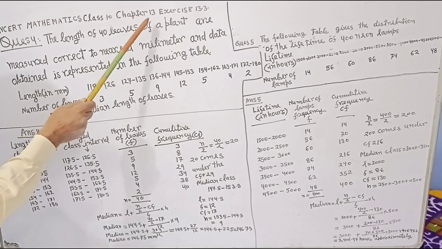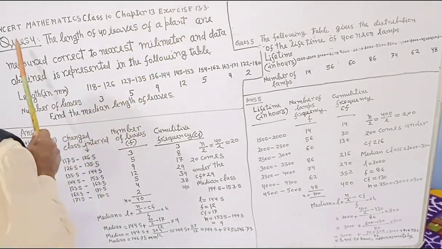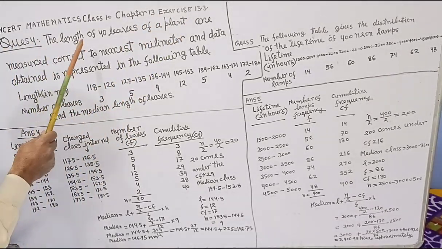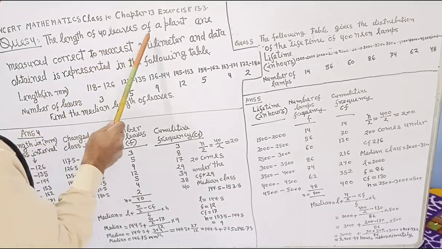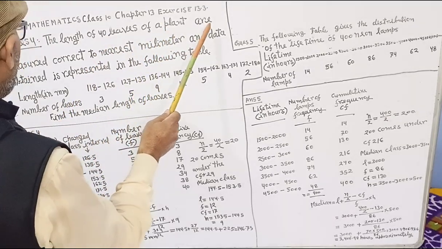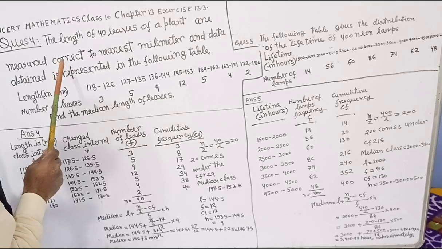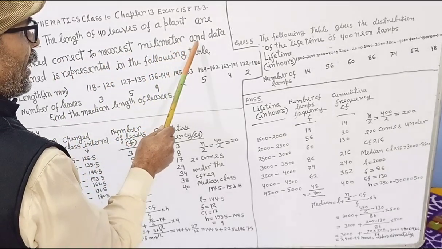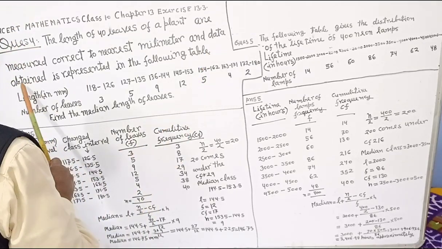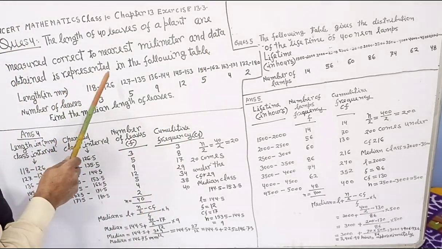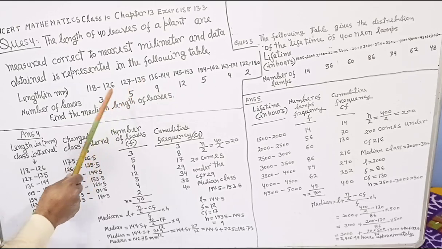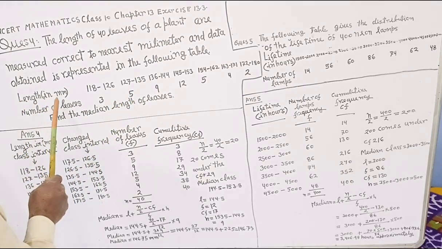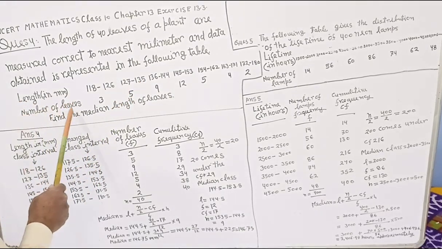Class 10, Chapter 13, Exercise 13.3, Question number 4. The lengths of 40 leaves of a plant are measured correct to the nearest millimeter, and the data obtained is represented in the following table. Length in millimeter, number of leaves.